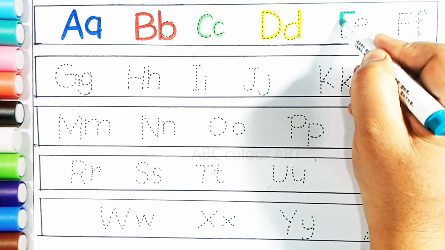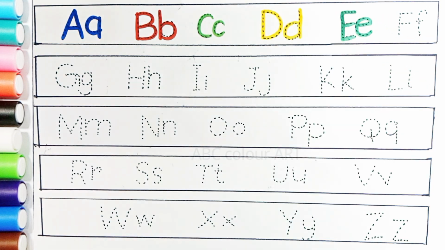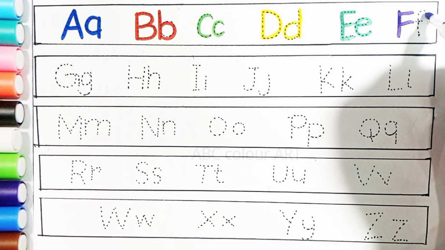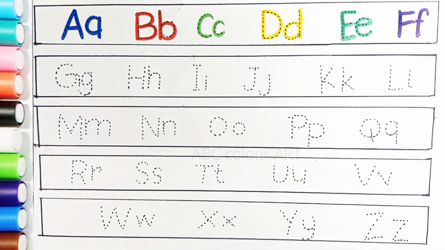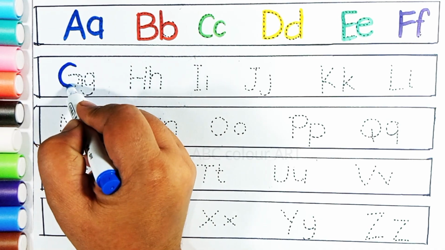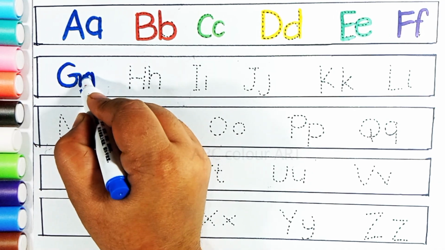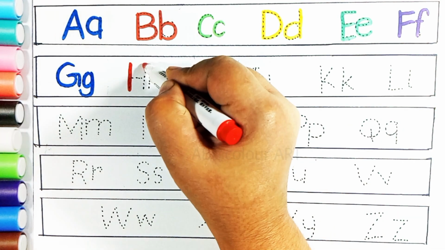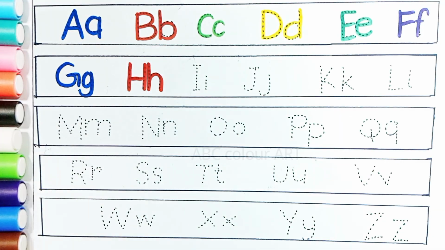Sea green color. Capital E, small e. E is for elephant. Purple color. Capital F, small f. F is for frog. Capital G, small g. G is for grapes. Capital H, small h. H is for hen.